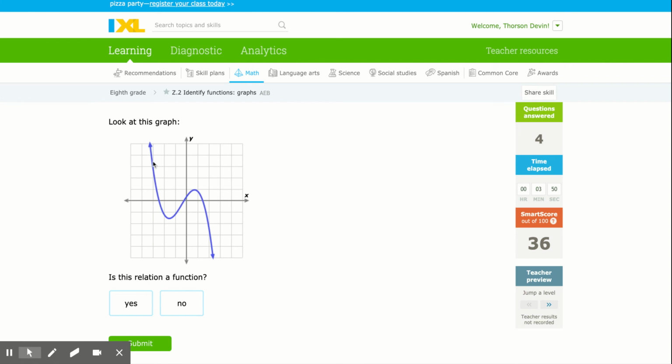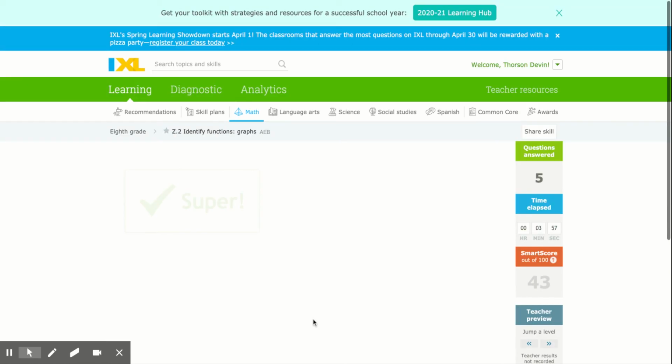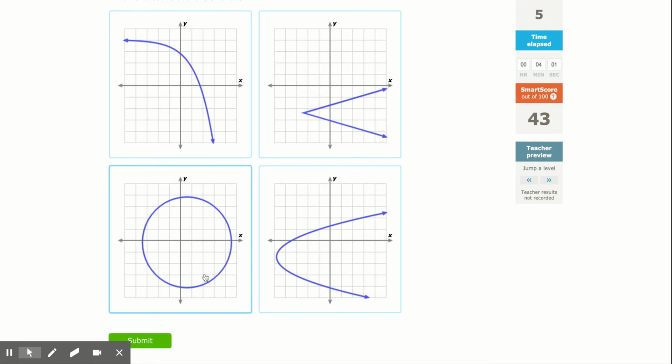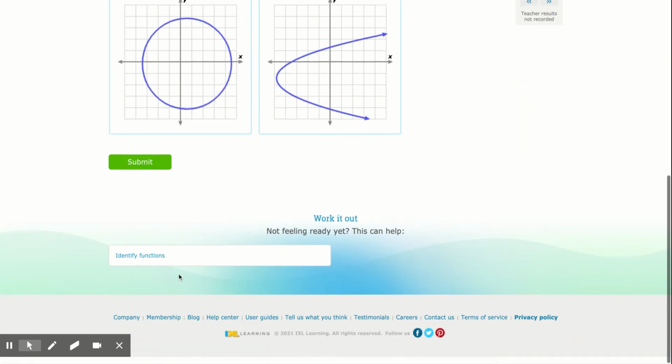Even though it's curvy, it's perfectly fine because this vertical line doesn't hit it more than once. Any vertical line will not hit that more than once. But if it's curvy this way, then those two are not functions. That's not a function, but that one is the one that's a function.